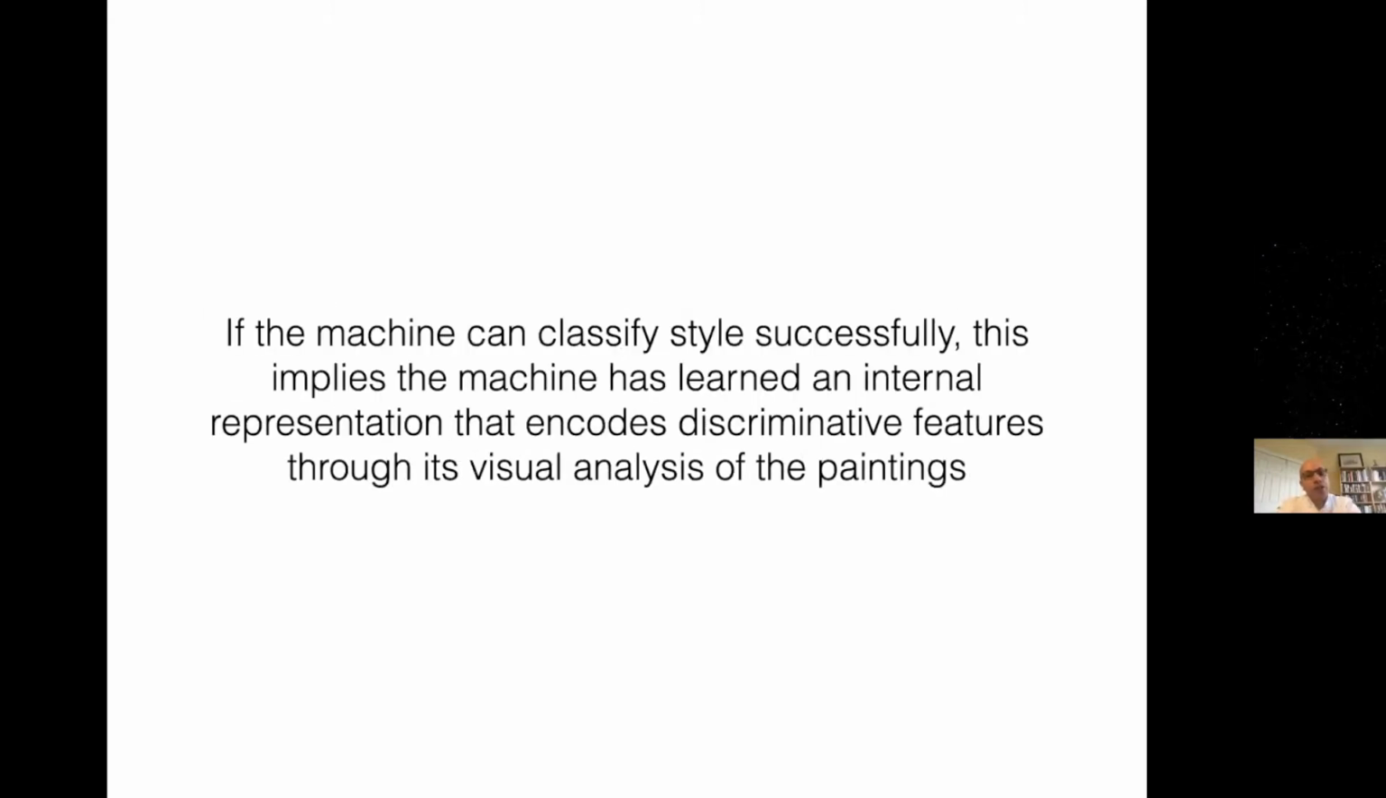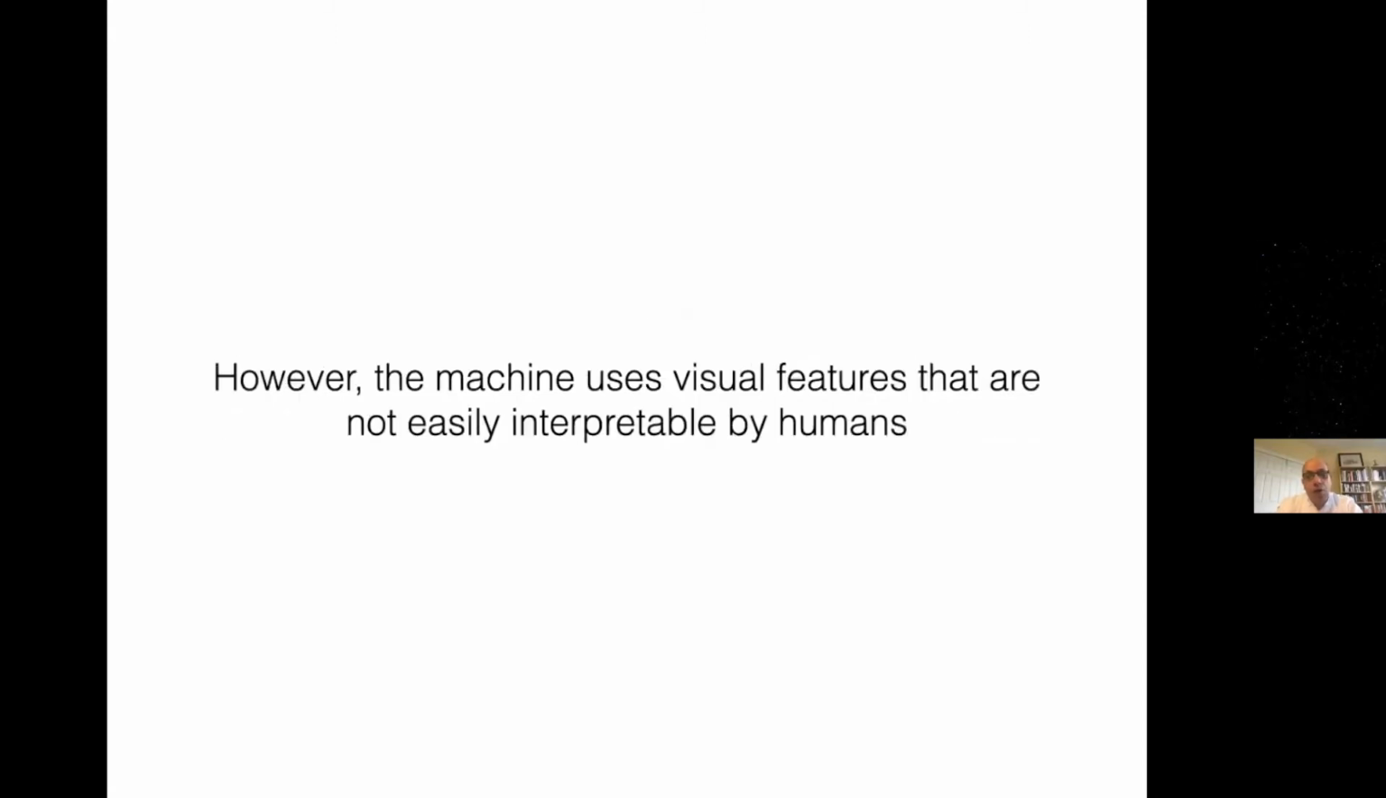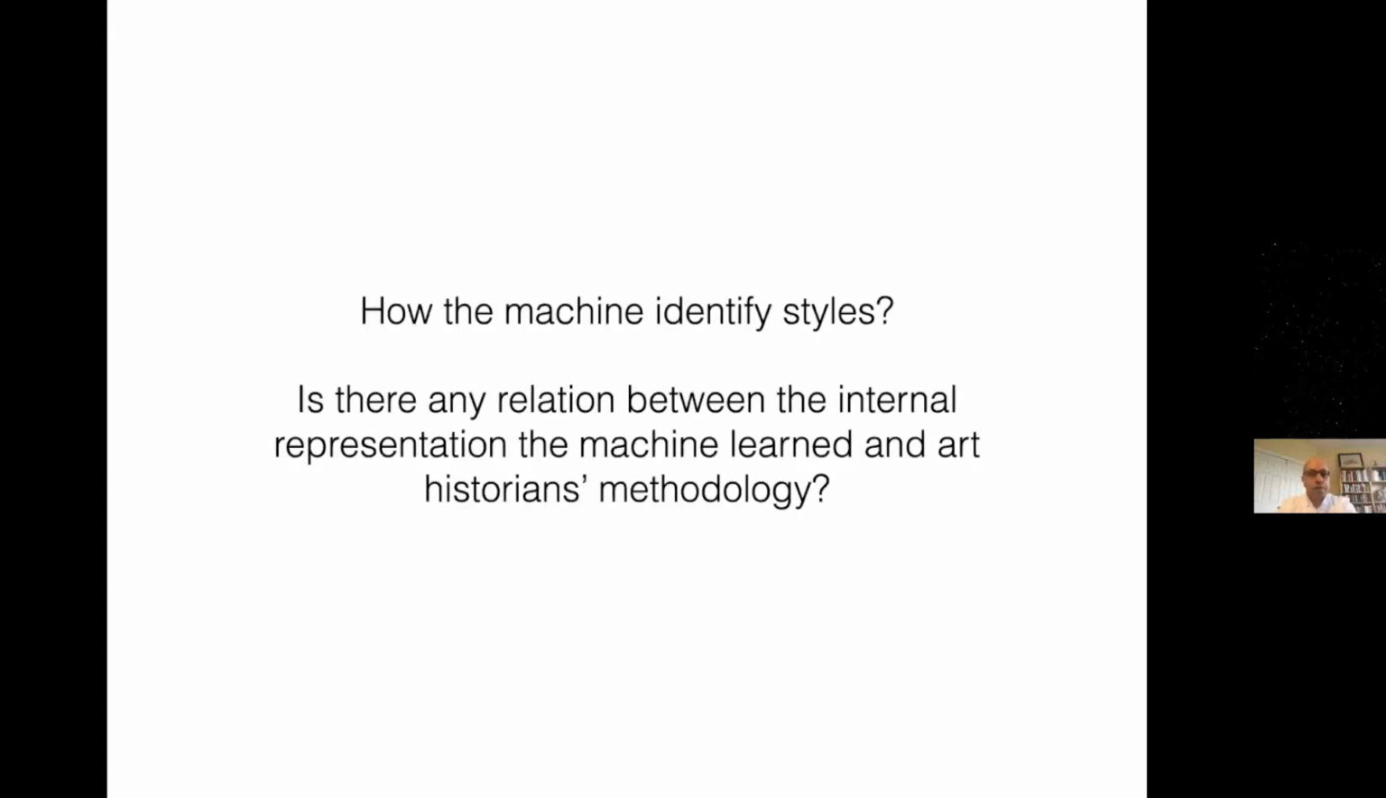And we know that if the machine can classify style successfully, that implies that the machine has learned some internal representation that encodes some discriminative features through its visual analysis of these artworks. However, we also know that the machine uses visual features that are always very hard for humans to interpret. Especially if you're doing deep learning, it's very hard to understand how the machine did the classification of style.